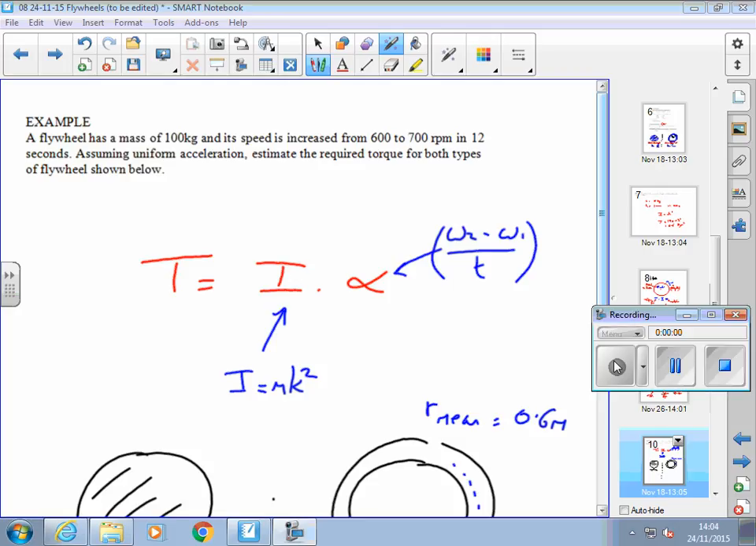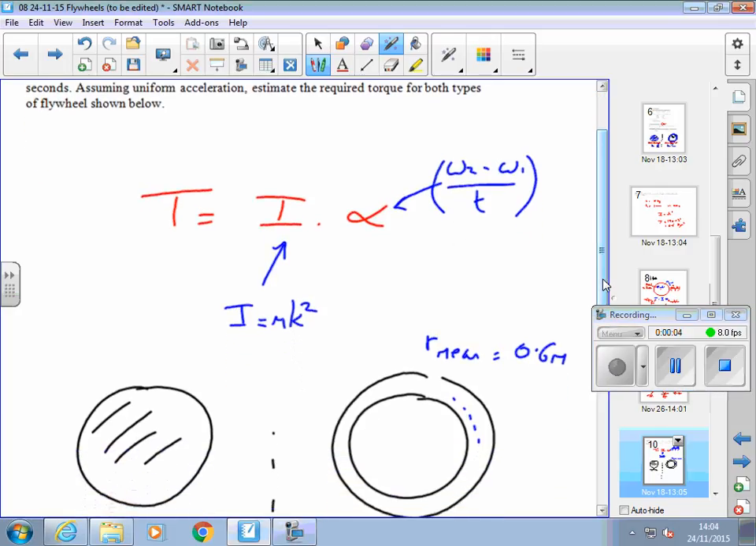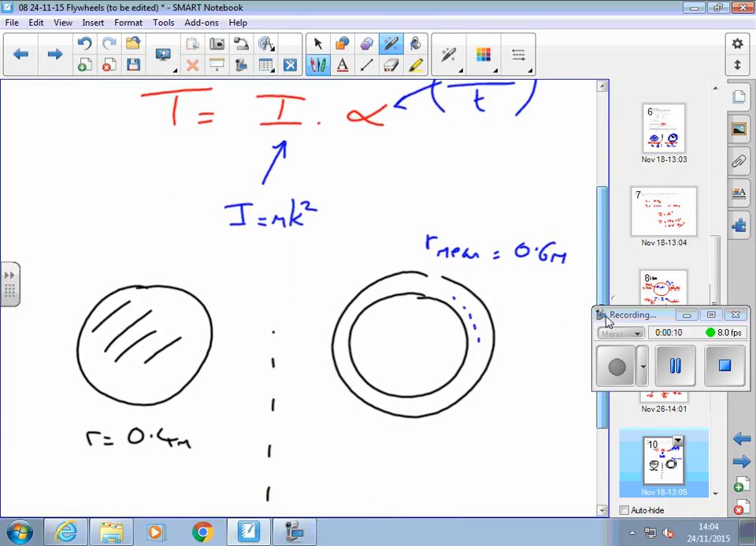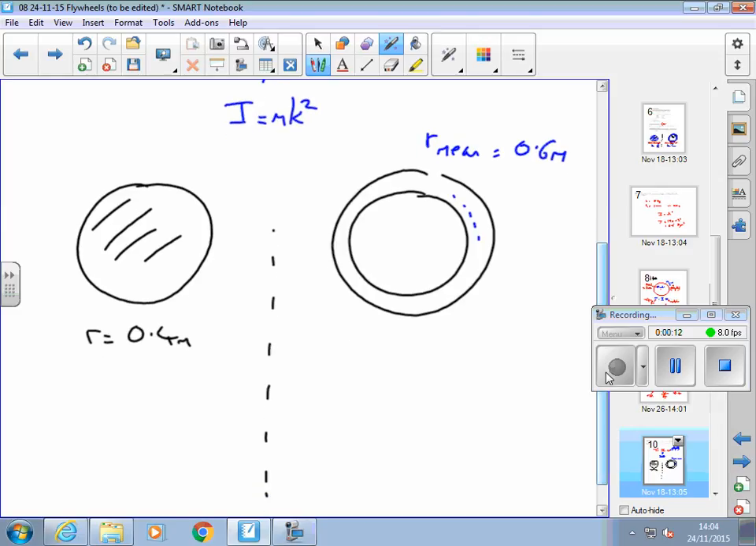So let's look at this example. You're given some information. You're given the relevant formulae. And I want to see if we can work this out for both types of flywheel. A solid flywheel with a radius of 0.4. This radius is not the radius of gyration, it's literally the radius of the flywheel, so don't confuse the two.